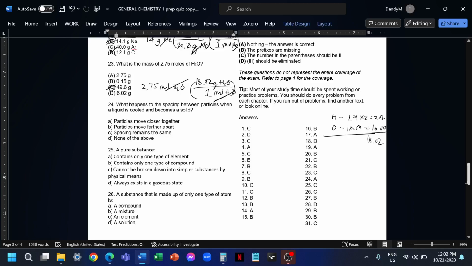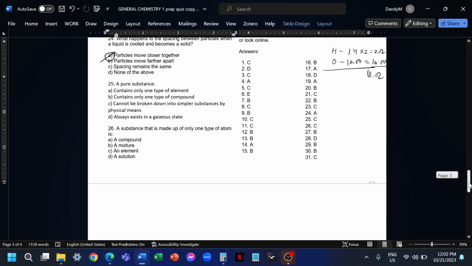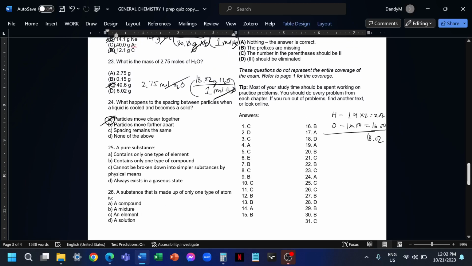a solid? So of course, to become a solid, the particles of solids are closer to each other. So number 24 is letter A. Let's skip number 24 because there's a problem on item 24. Let's skip to number 26. A substance that is made up of only one type of atom. This one is the simplest. We are referring to an element.